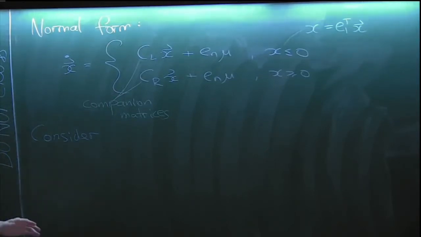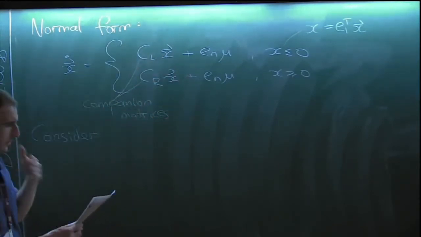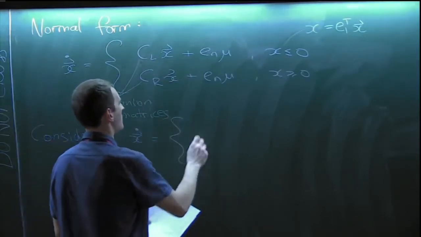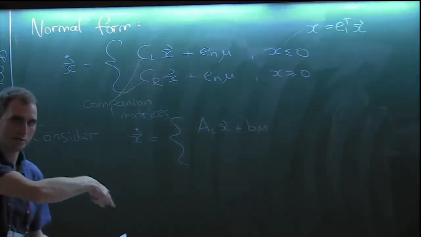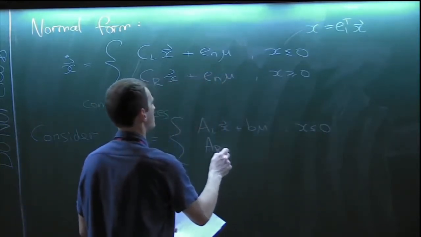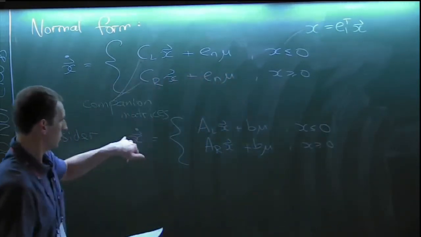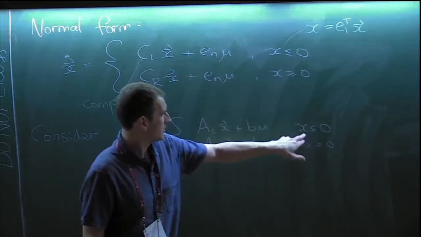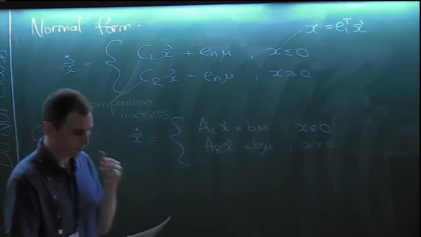Okay, so in order for this to be a valid normal form, we have to be able to take a sort of generic system and be able to transform it to the normal form. So let me write down a generic system and explain how you do the transformation. So we'll assume that for our generic system, we've chosen coordinates nicely so that the switching manifold is just where the first component of the vector x, scalar x, equals 0.